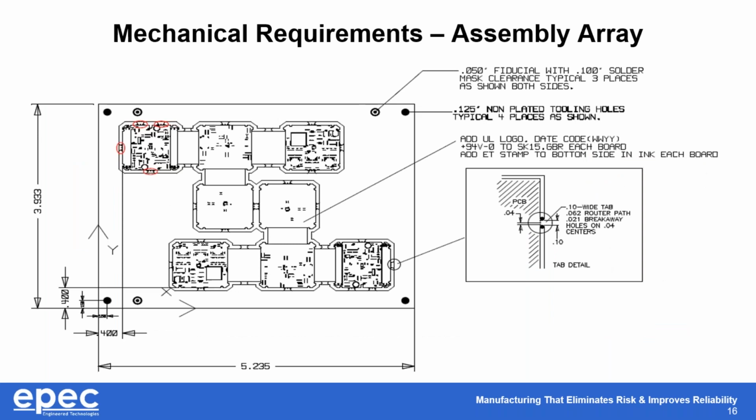And then this is another example of an assembly array with breakaway tabs. You can see we've got these rigid flex designs. This is a rigid region with all these breakaway tabs with mouse bites. And then this flex region is also suspended, but these tabs are solid, however.